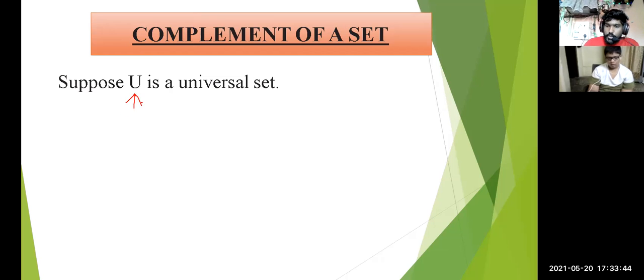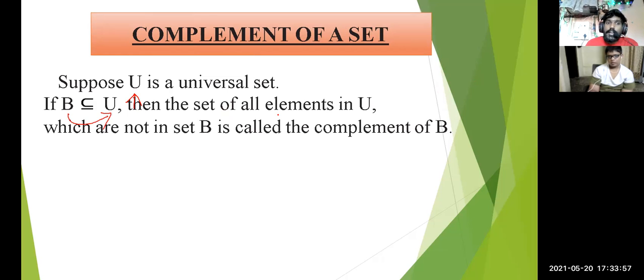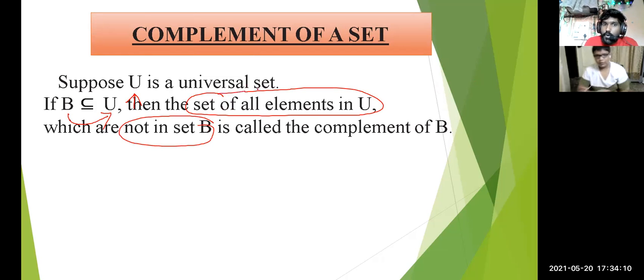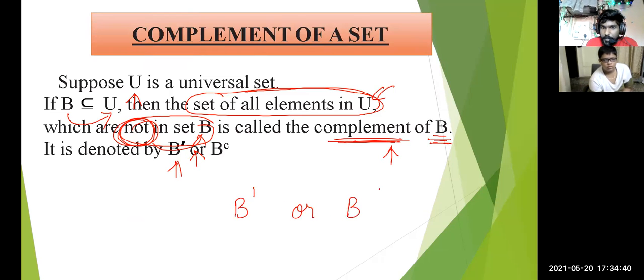Suppose you have a universal set U. U is a universal set, and if B is a subset of U, that means B is inside U. Then the set of all elements in U which are not in B. Listen to the words carefully. The set of all elements in U which are not in B is called the complement of B. And usually B complement is denoted by B dash, or we write it B raised to C, where this C represents complement.